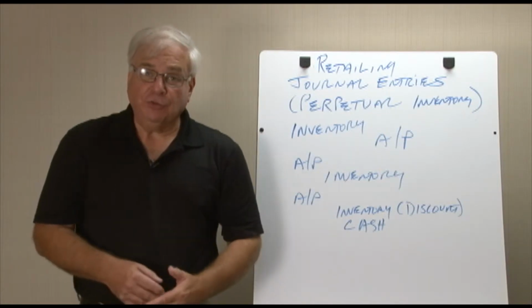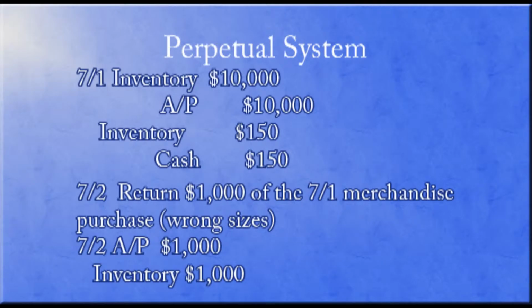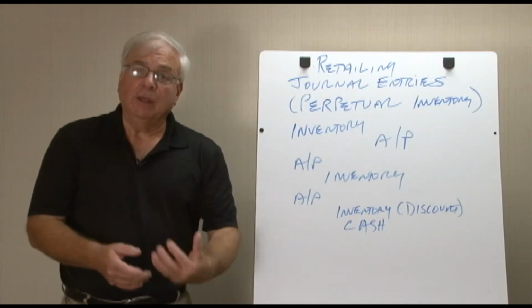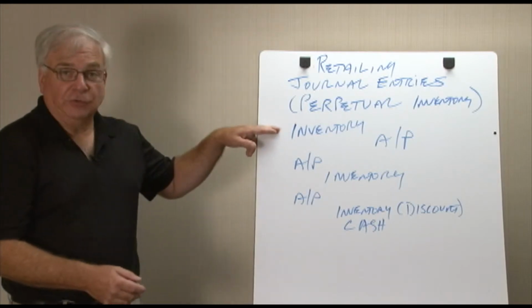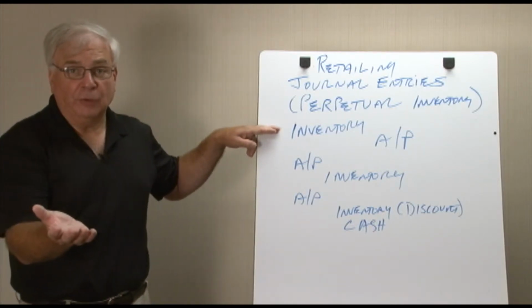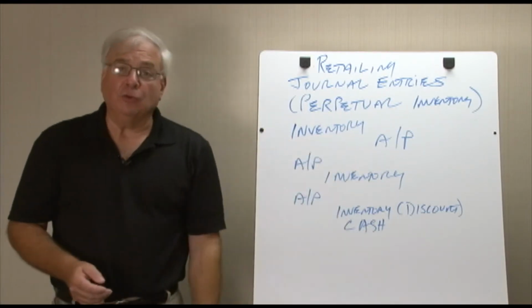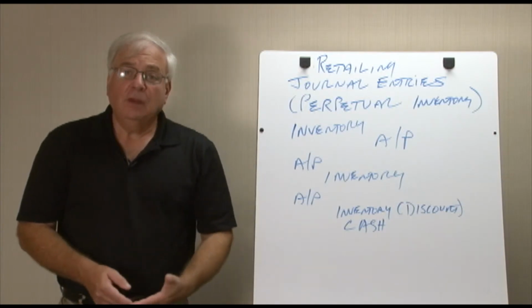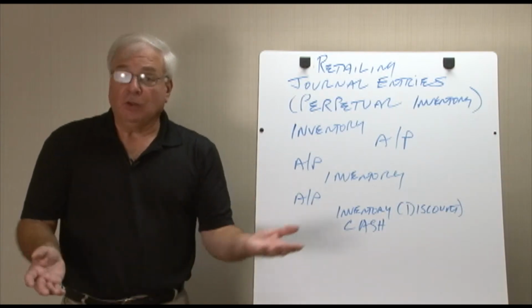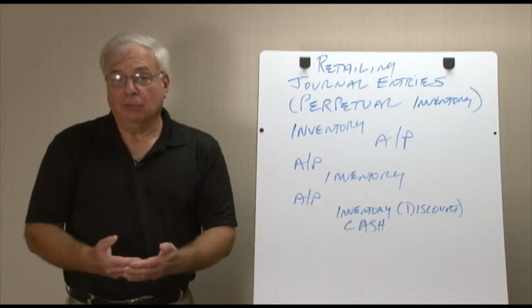In a perpetual system, when the store buys inventory, all they're doing is they're buying an asset. So inventory, as you know, is a current asset. So when I increase it, I'll use a debit entry. So this will be whatever we paid for it. And then the credit will go to accounts payable. So it's like buying an asset on account or on credit when we buy inventory.